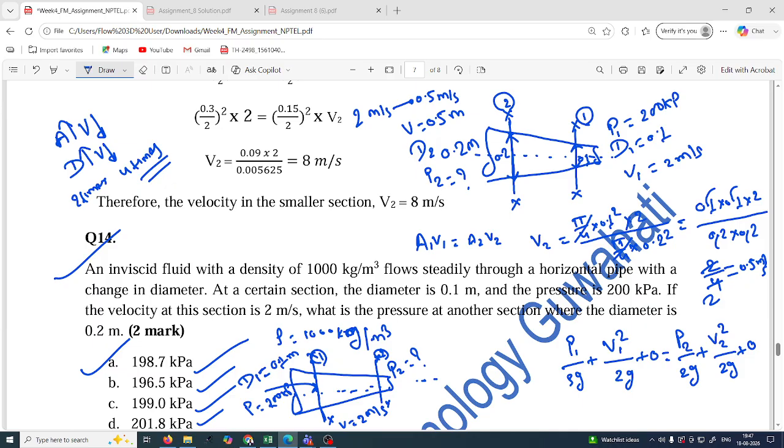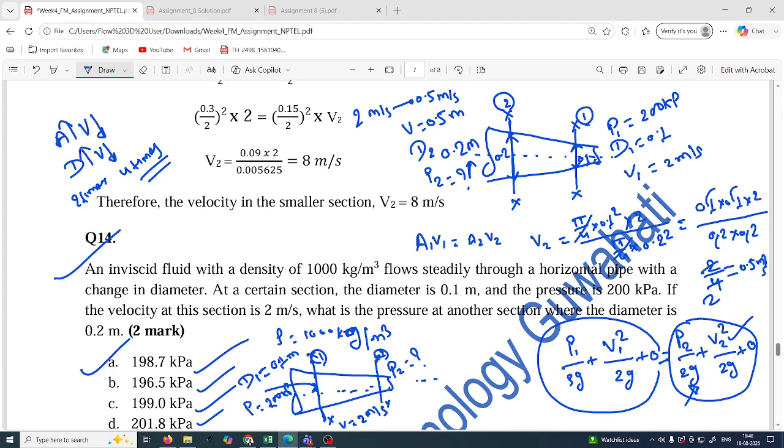Now if the velocity is reducing, as per Bernoulli, you know very well, the energy at section 1 is equal to the energy at section 2. If the velocity term at section 2 is decreasing, this value is decreasing. So the pressure term has to increase to balance it, meaning the pressure at section 2, the larger diameter, will be increased. Let us see using calculation.